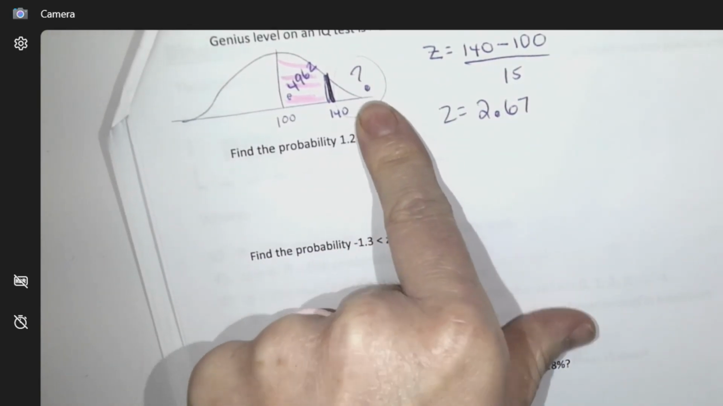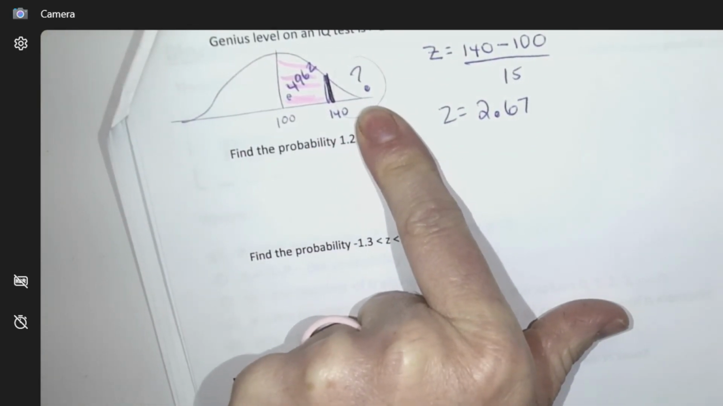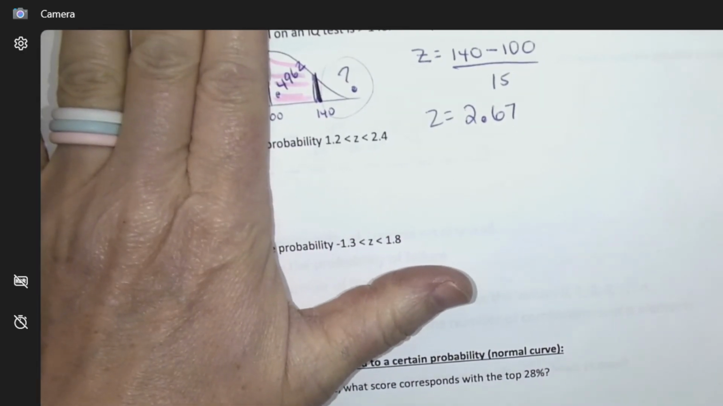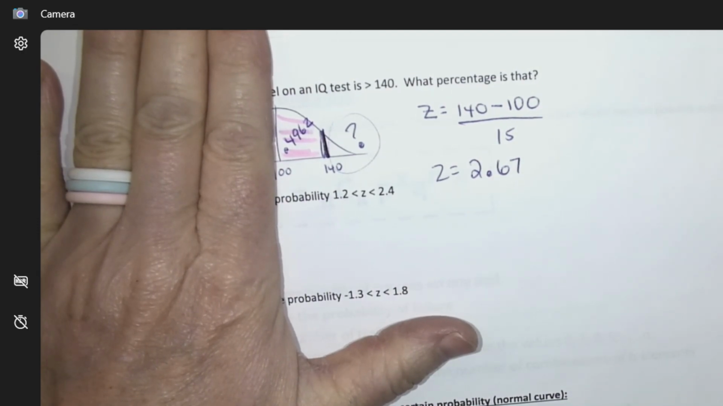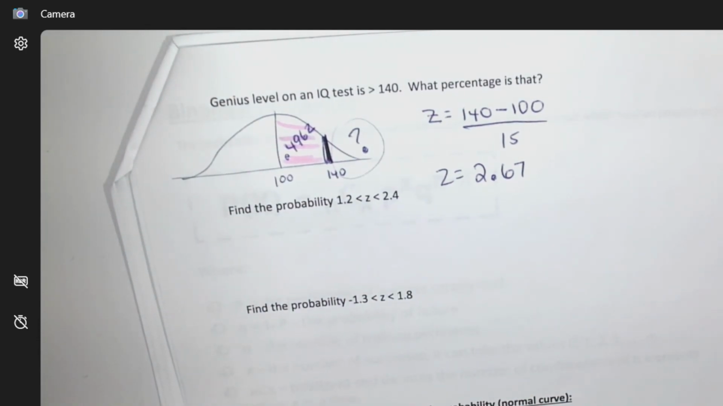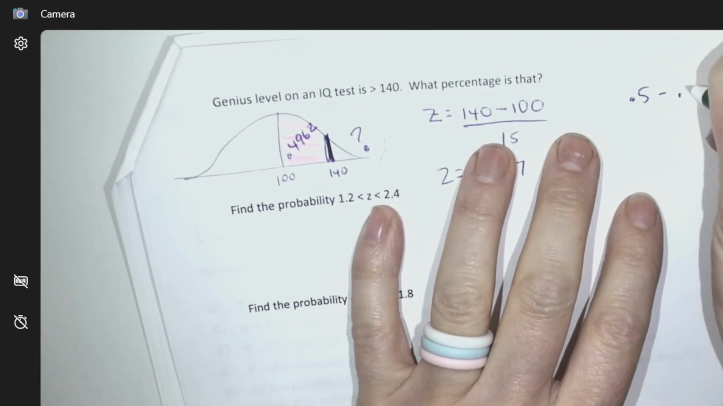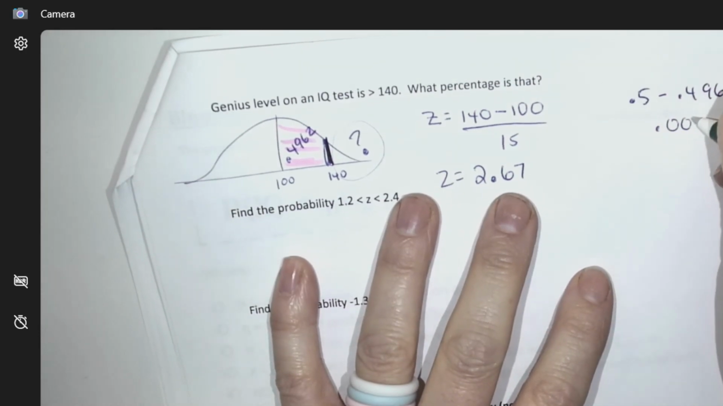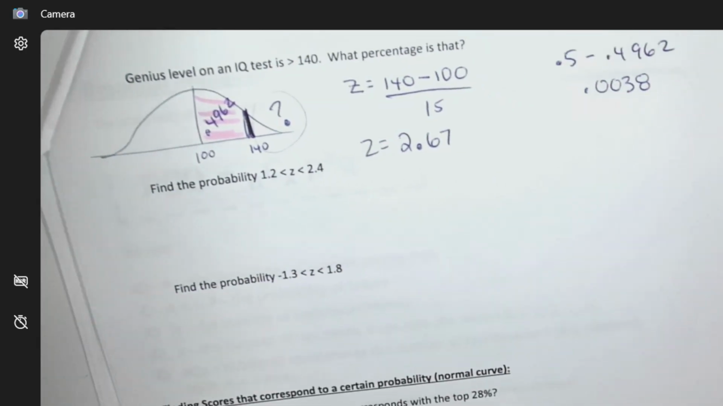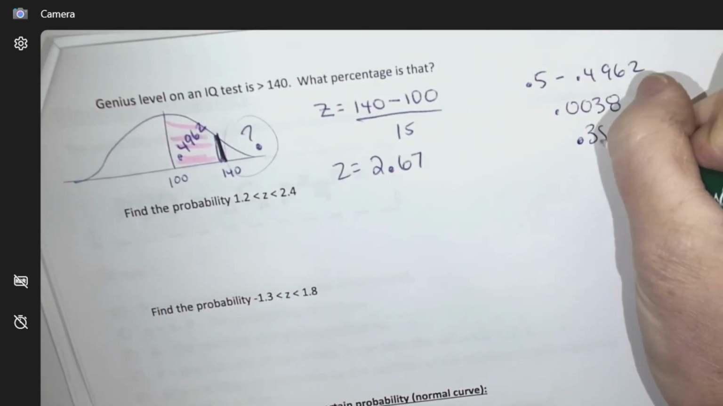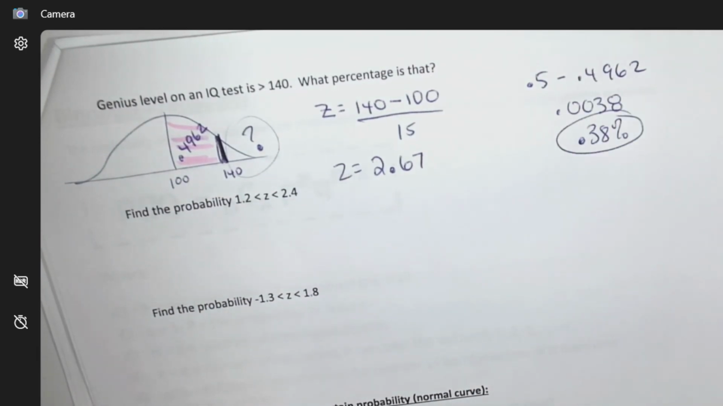So how would I figure out who's over this then? Half, because remember that this is exactly 50% of the people, right? So 50% of the people minus that is? How do you even write that as a percent? 0.38% of the people are a genius.